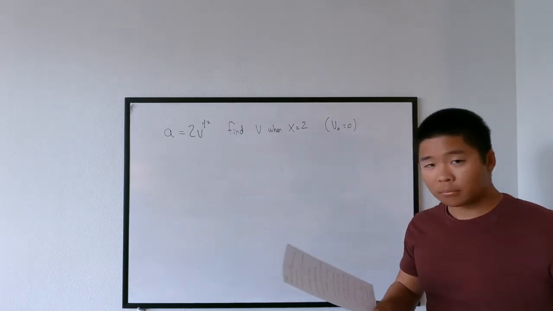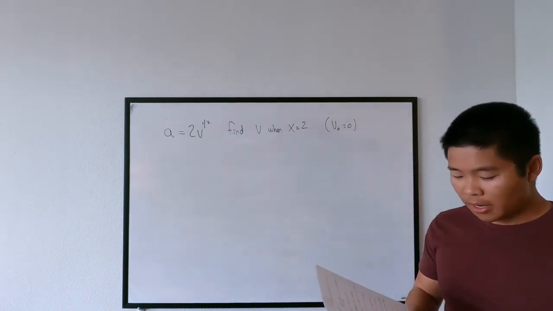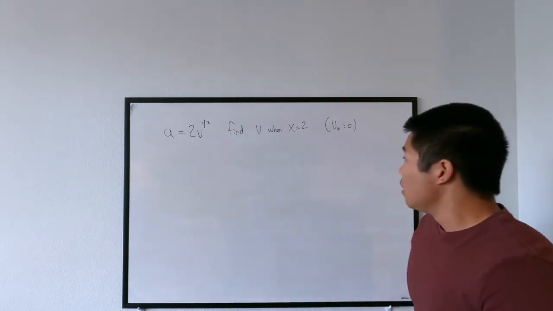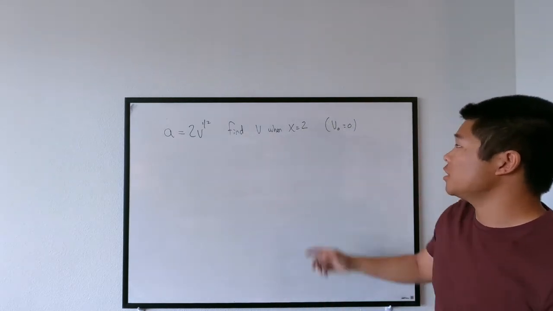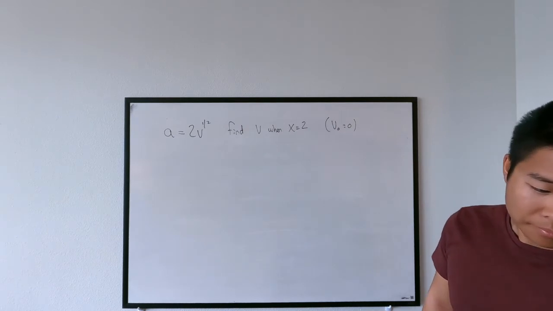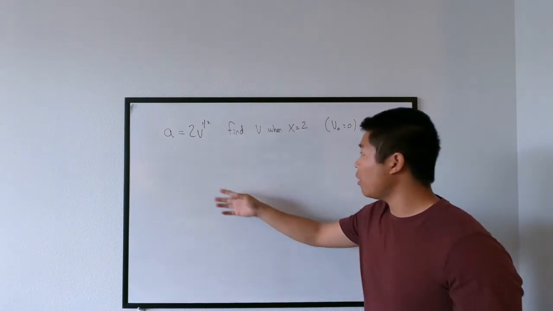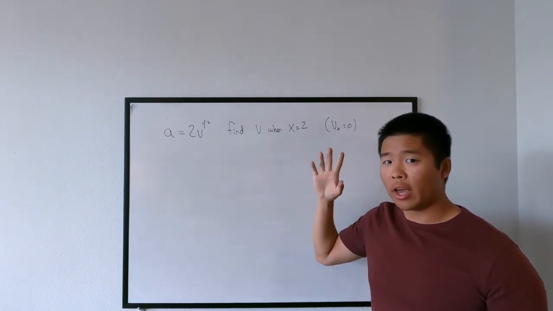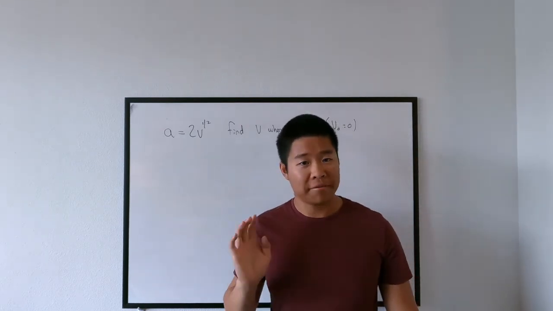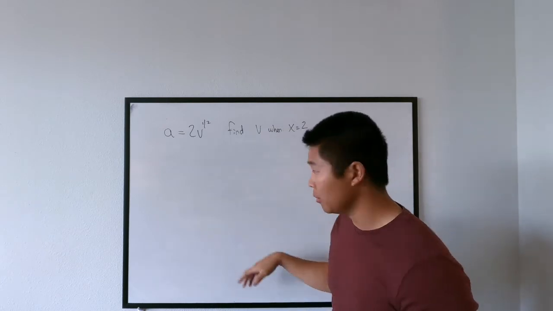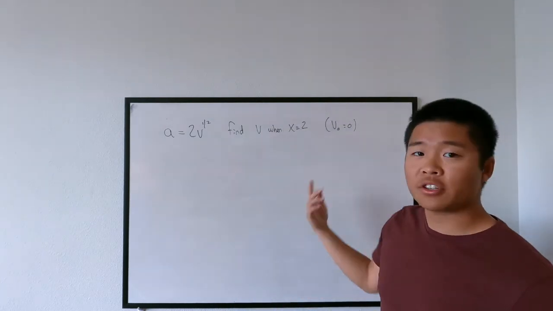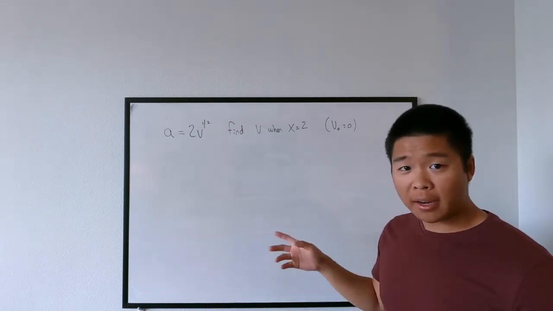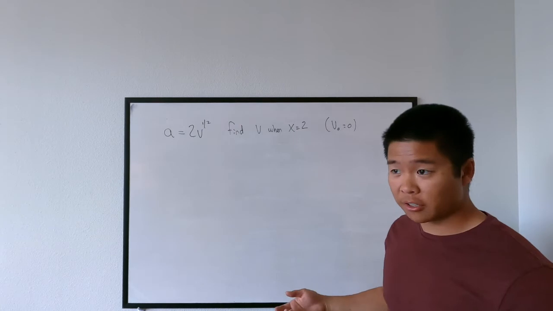So it says, if a particle moves with some sort of motion a equals 2 times the square root of v, find the velocity when our position is equal to 2. So in this entire problem, it's asking us for the velocity at a certain position. In physics 1, you have not seen a problem like this, which is why I picked this problem. Usually velocity is a function of time, right? We say v of t. But in fact, velocity can be a function of position, okay?